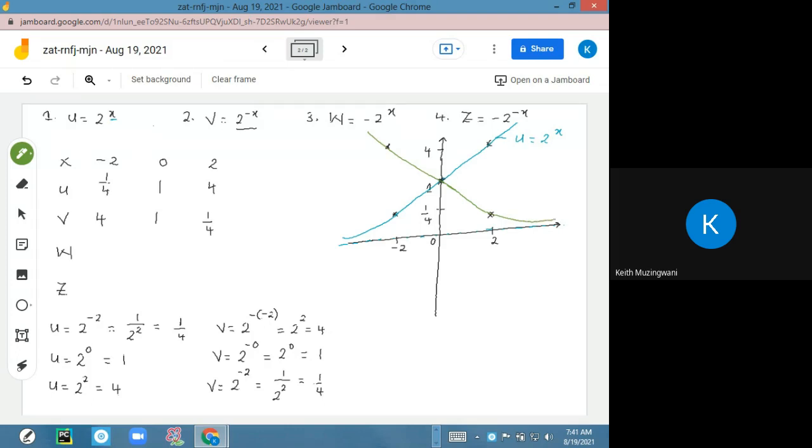Indicating that it can never touch the x-axis. So this graph we have is v is equal to 2 to the power negative x.